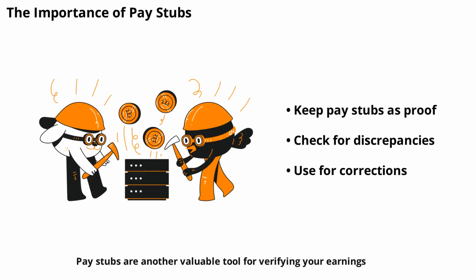Pay stubs are another valuable tool for verifying your earnings. They provide a detailed breakdown of your wages and deductions for each pay period. Keep your pay stubs until you've confirmed your annual earnings are correctly reported. If there's a discrepancy, your pay stubs can serve as proof when correcting your record.